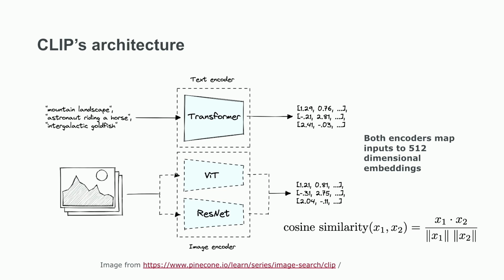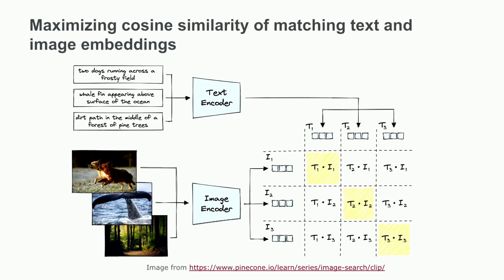These models are updated using the same loss function, so that they are going to be pushing the text embeddings close to their matching image embeddings. And this is how we train. So here we have a batch of images and their corresponding text embeddings. CLIP is going to maximize the cosine similarity between embeddings of matching text and image pairs.